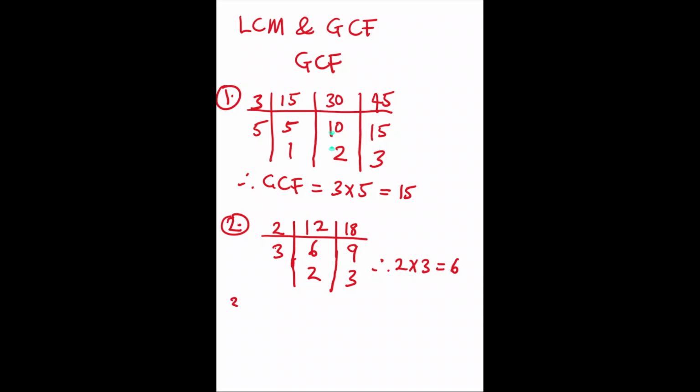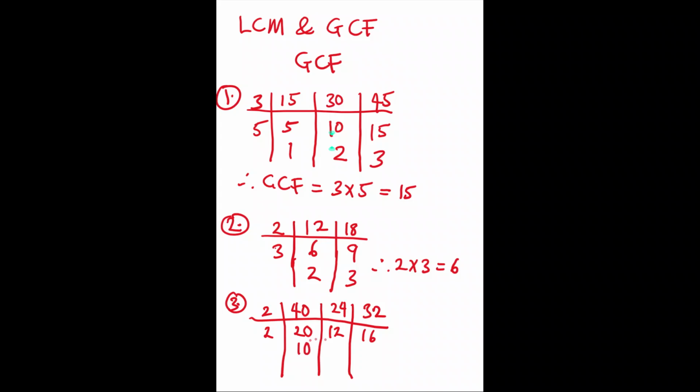And then I'm going to do one more before I wrap up the video. So number 3. We have 40, 24, and 32. Okay. So this one we can start with 2. 40 divided by 2 will give us 20. 24 divided by 2 will give us 12. 32 divided by 2 will give us 16.